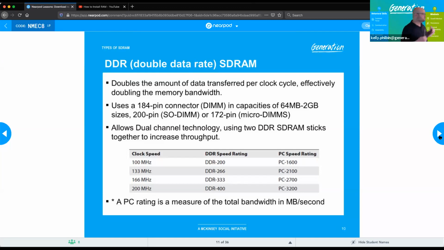Now, typical Gen 1 DDR SDRAM uses a 184 pin connector. Yes, you do need to know that. So, first gen DDR SDRAM, 184 pins. They typically can go somewhere between 64 megabytes of RAM up to 2 gigs.